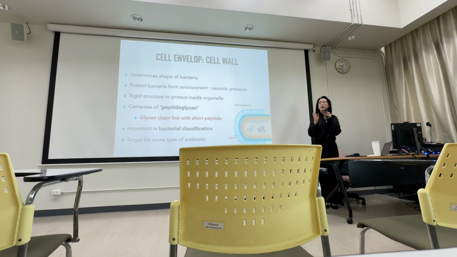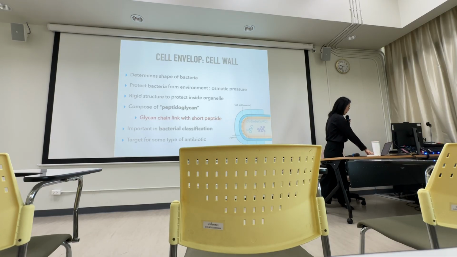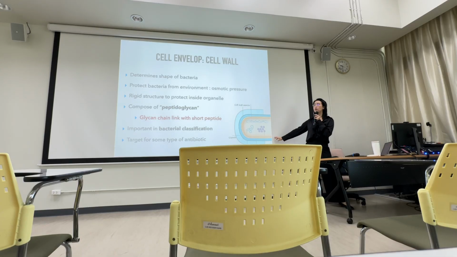And it's quite important because we use this for bacterial classification. Gram-positive and gram-negative bacteria are determined by the composition of the peptidoglycan. Also, once you learn in pharmacology subjects, you will know that the cell wall, or the peptidoglycan, is the main target of many types of antibiotics.